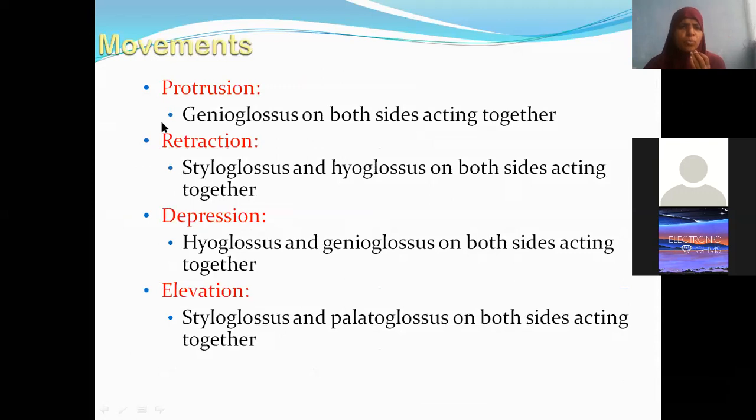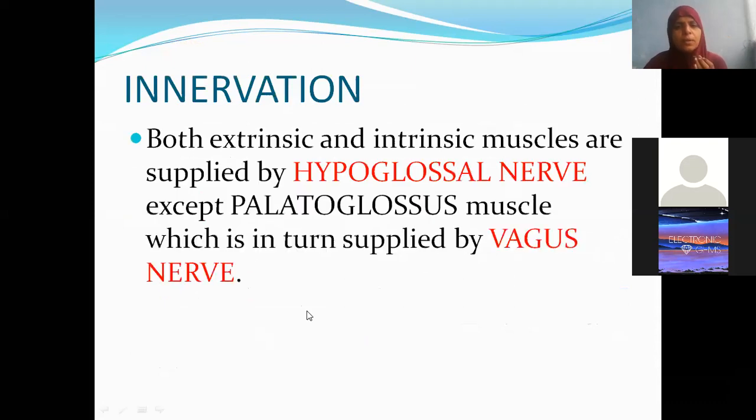Okay, so movements. Protrusion is genioglossus. Retraction, styloglossus, hyoglossus. Depression, hyoglossus, genioglossus. Elevation, styloglossus, palatoglossus. Now, what is the nerve supply of all of the muscles? If you remember, like myotomes.